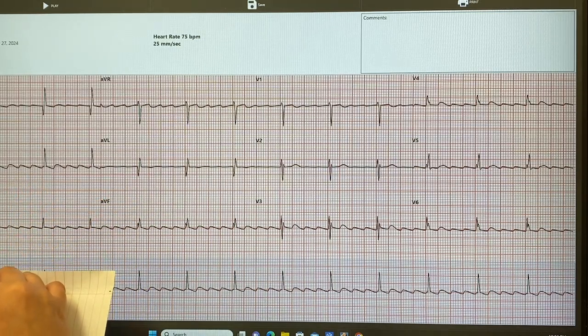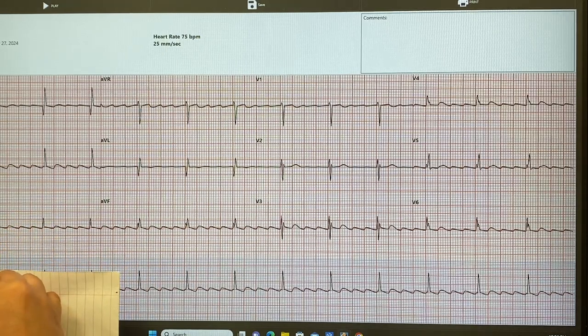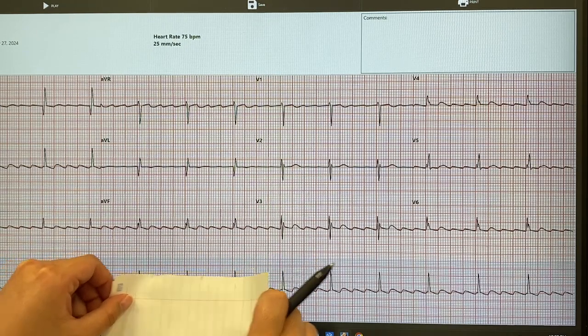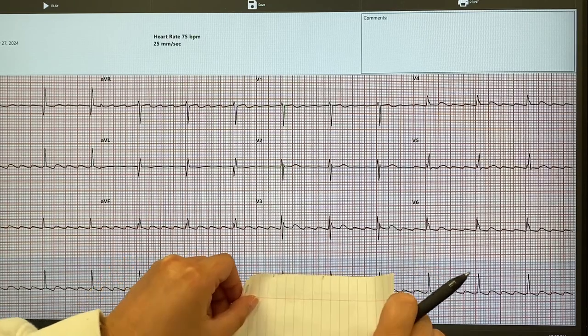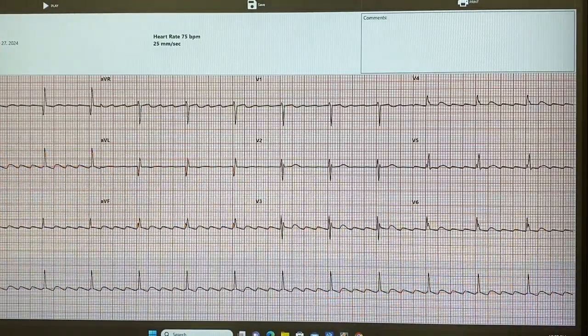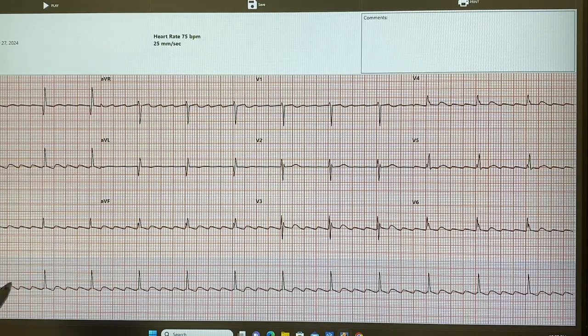Measuring from R to R. So the rhythm is regular. Okay, rhythm is regular. Now for the rate, 5, 10, 15, 16, 17, 18, 19, 78. Okay, which is in the ballpark. So we could say that our rate is normal.